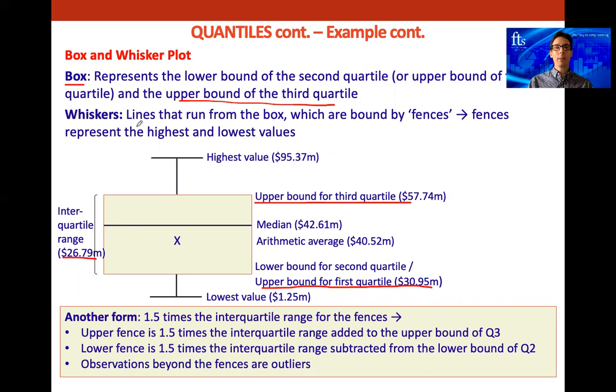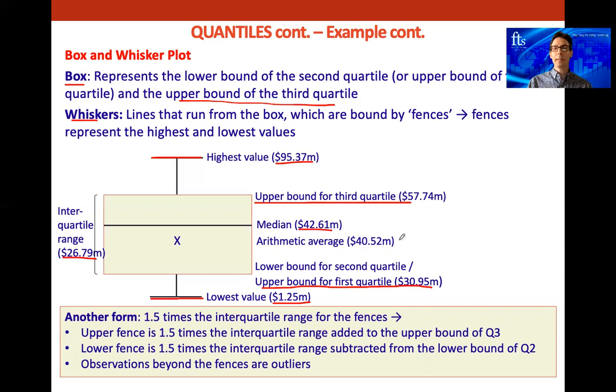And then what about the whiskers? So the whiskers over here are lines that run from the box up there, and then they're bound by the fences over here. So the fences are there, those are the fences that I'm putting into red there, and these are the whiskers. The fences represent the highest and lowest value. If you go back to the previous slide, you see the highest value is 95.37, and the lowest value there was 1.25. And then the median, we looked at that on the previous slide.